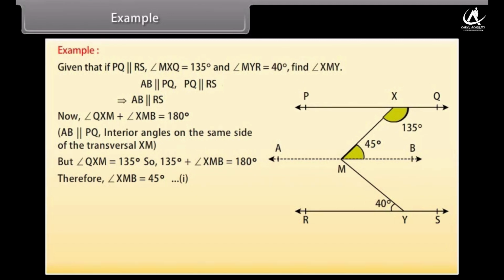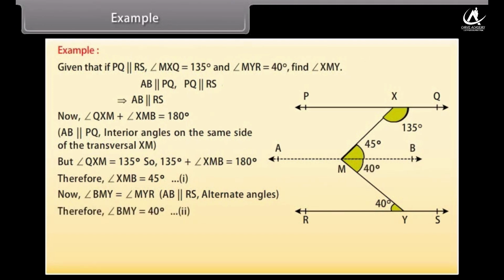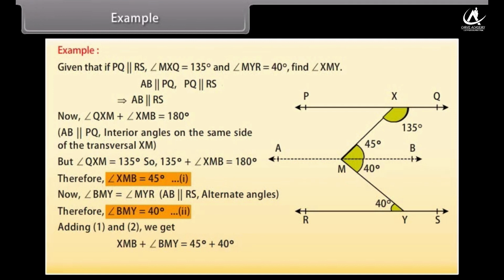Mark it as 1. Now angle BMY is equal to angle MYR because AB is parallel to RS, so these are alternate angles. Therefore, angle BMY is 40 degrees. Mark it as 2. Now adding 1 and 2 we get angle XMB plus angle BMY is equal to 45 degrees plus 40 degrees. Hence, angle XMY is equal to 85 degrees.